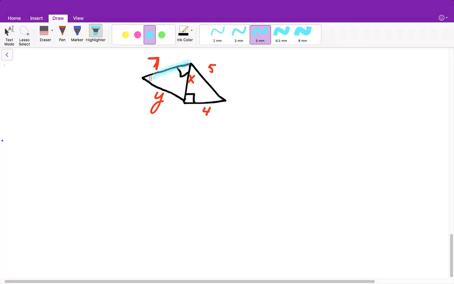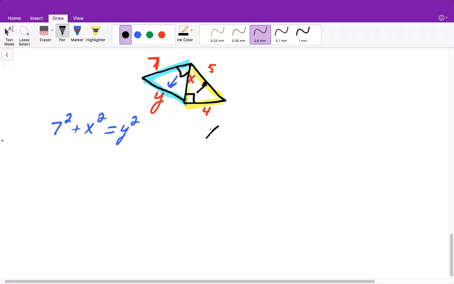We have this triangle here, and we have this triangle that's here. So if we go to try and set up our equation for each, the first one, we would get opposite of our 90 degrees is y, so we would get 7 squared plus x squared is equal to y squared. We can't solve this because we have two unknowns. But in this one, opposite of 90 degrees is 5, and we could get x squared plus 4 squared is equal to 5 squared. So in this case, we only have one unknown, so we can solve this.